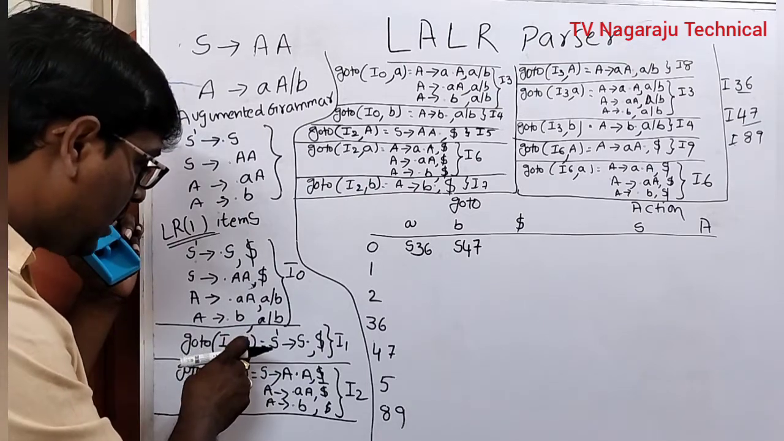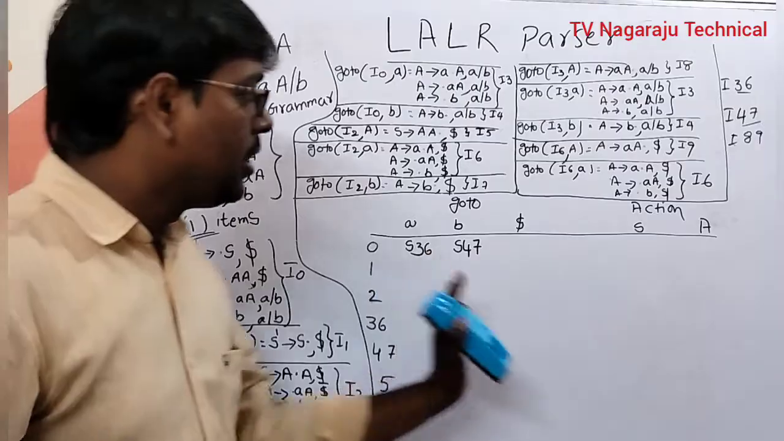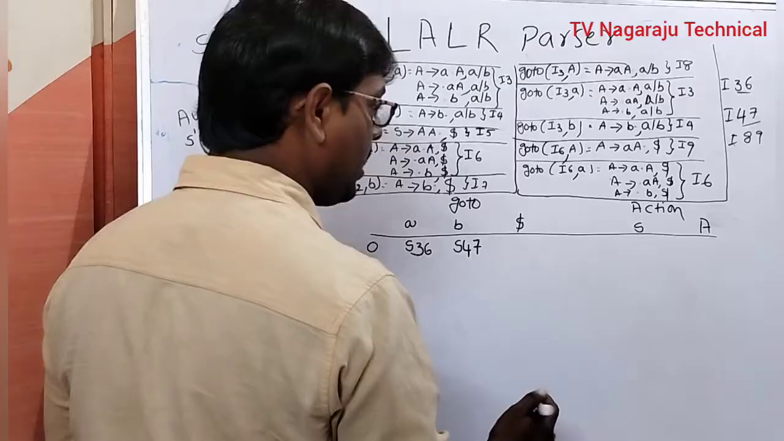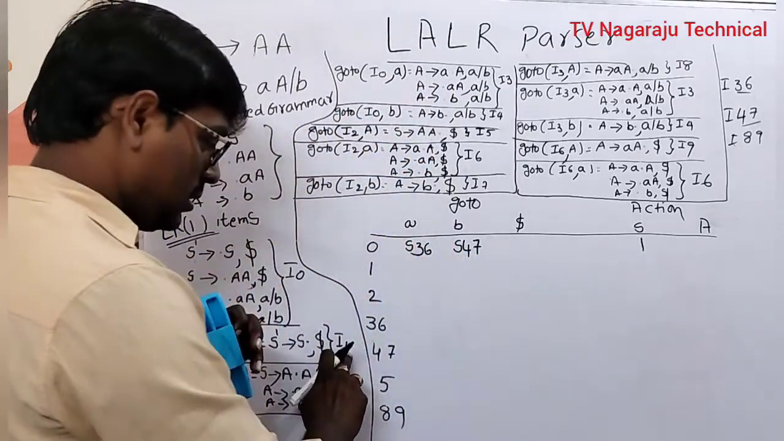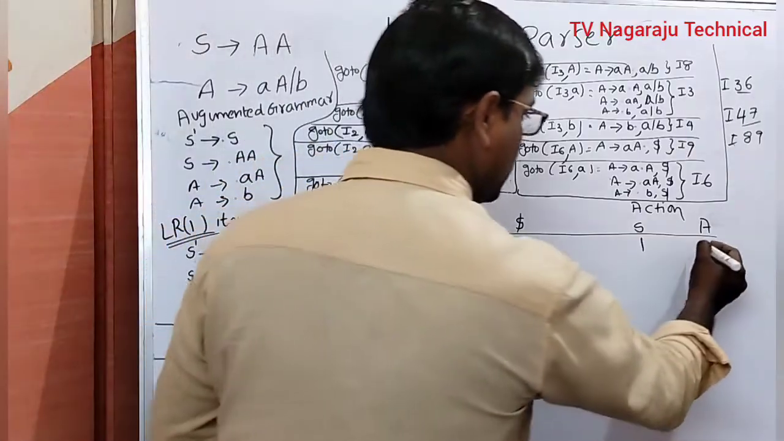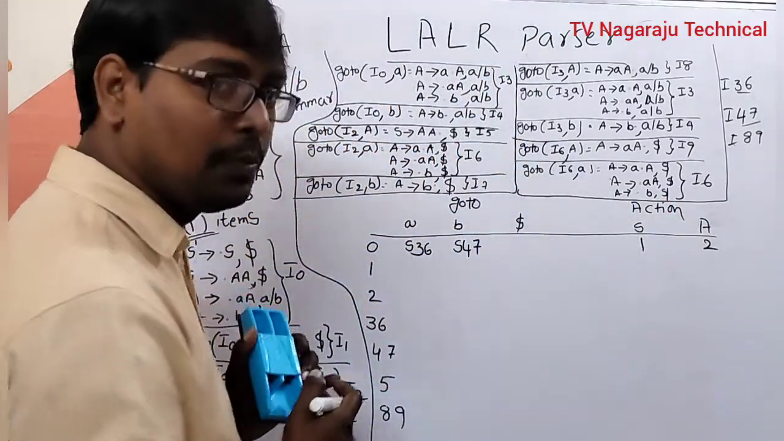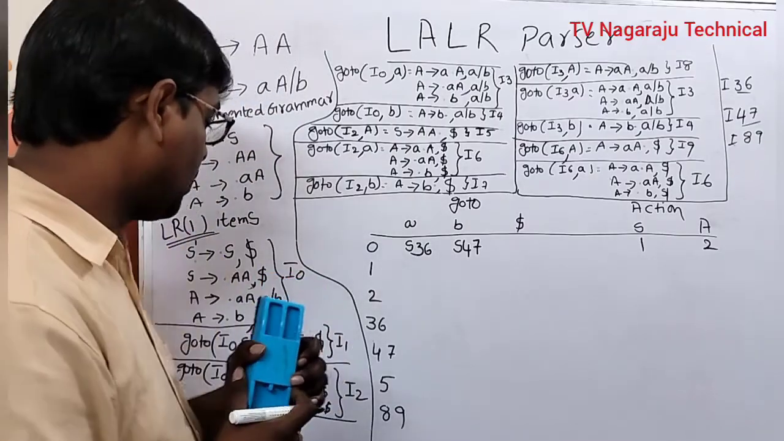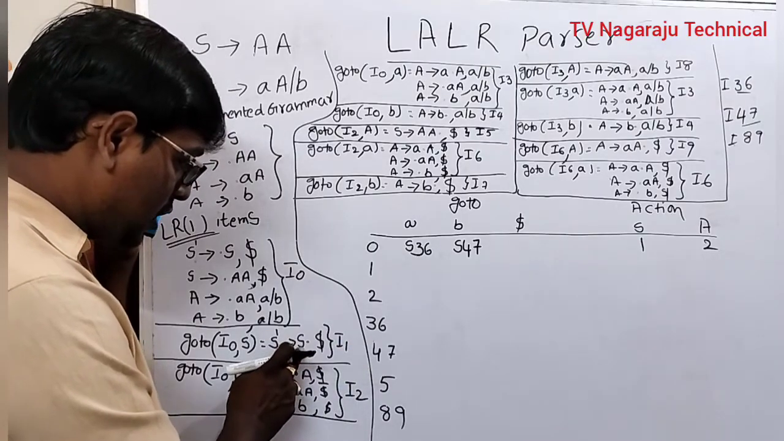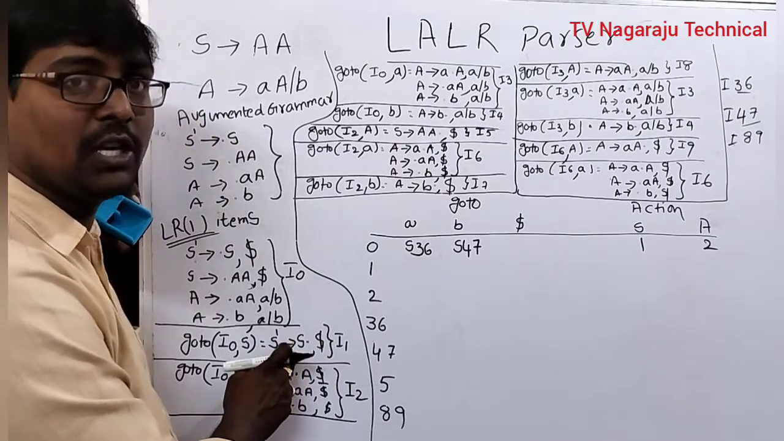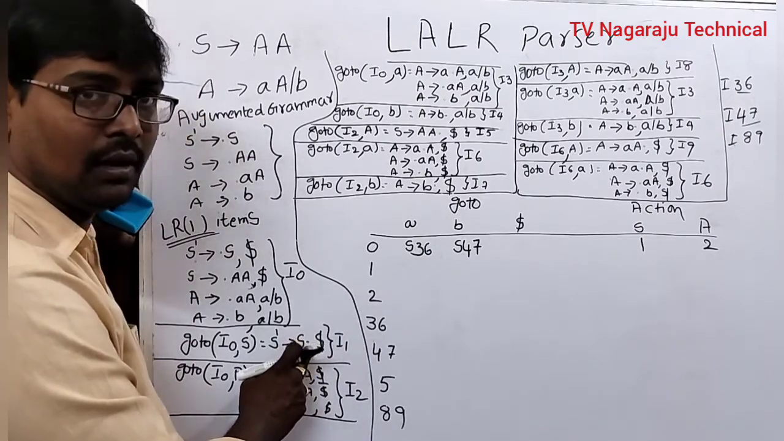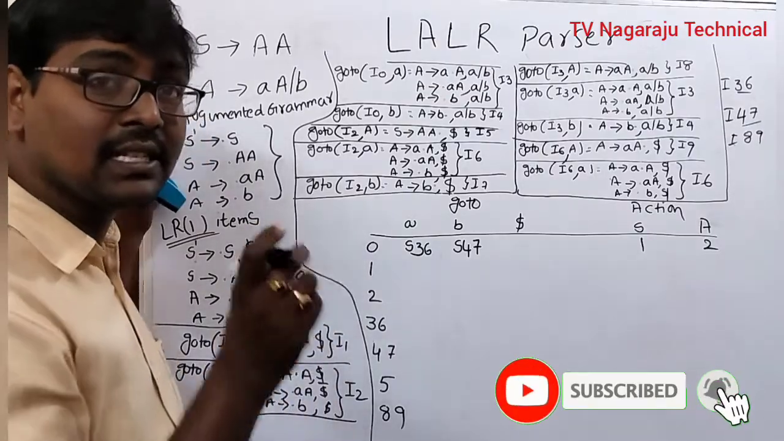Similarly, I0 on capital S, we are moving into 1. If you are writing the non-terminal parts, instead of writing the state, only the number 1. So this is 1. I0 on capital A, move to state 2. That is number 2. Now my I0 productions are completed. Remember, I1 is the production which contains S dot. S is my starting production. If any production contains S dot, then that state is the accepted state.